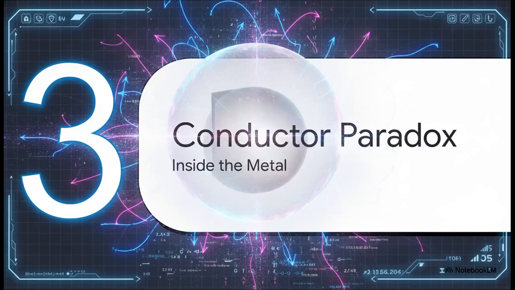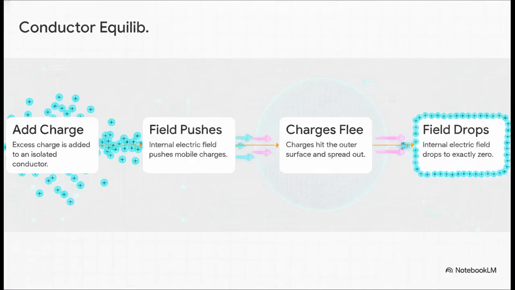Now for level 3, the conductor paradox. What exactly goes on inside the metal? Let's watch this electrostatic equilibrium sequence play out. Picture a solid lump of copper. Step 1, we add excess charge to this isolated conductor. Step 2, because like charges repel, the internal electric field immediately starts pushing these mobile charges away from each other.